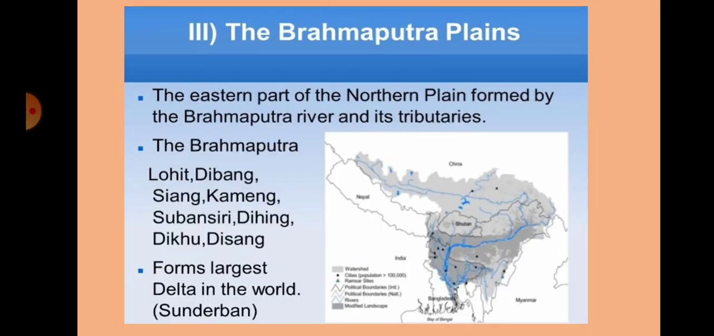Then comes the Brahmaputra plains, the eastern part of the northern plain formed by the Brahmaputra river and its tributaries, and this river along with the Ganga plains forms the largest delta in the world, which is known as the Sundarban delta. So the Brahmaputra plains are formed by the Brahmaputra river and its tributaries, and the tributaries are Lohit, Dibang, Siang, Kameng, Subansiri, Dihing, Dhansiri and Disa.